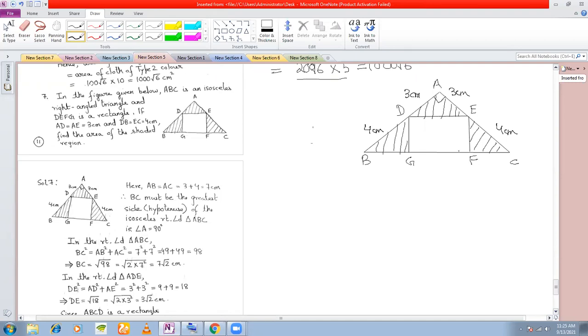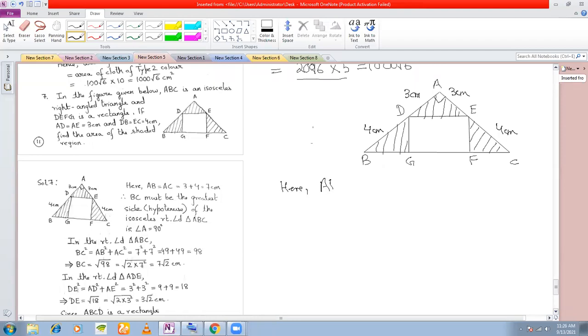If you see in the figure, the area of the shaded region is the area of the triangle minus the area of the rectangle. If you can find out the area of the triangle and the area of the rectangle, you subtract the two, and you will get the area of the shaded region. So how to find out the area of the triangle?